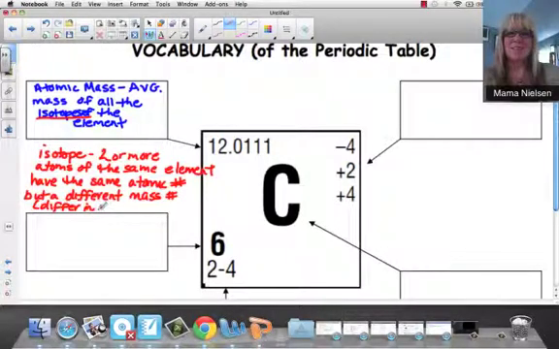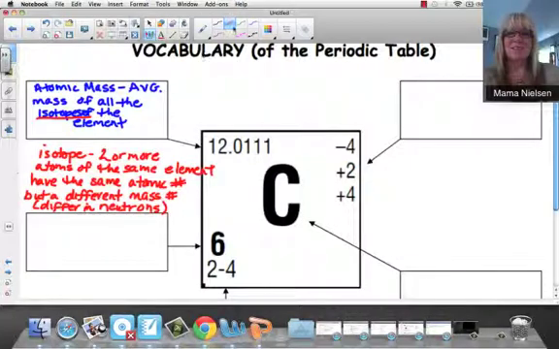And this is important because there's going to be another word that we're going to talk about, which is called an ion, in which two atoms have the same atomic number but a different number of electrons. So isotopes differ in their neutrons, and ions are going to differ in their electrons.